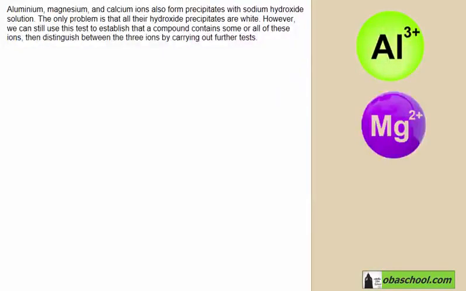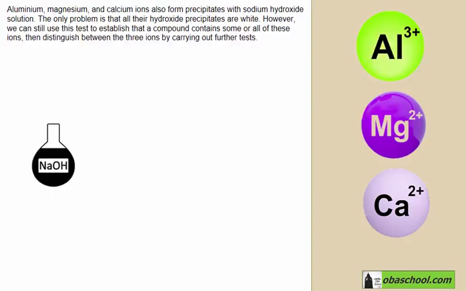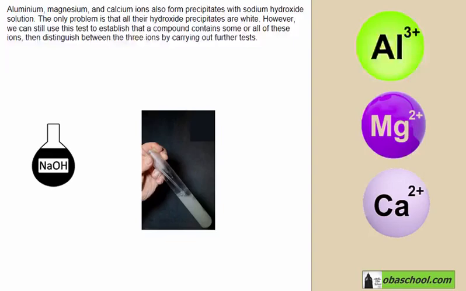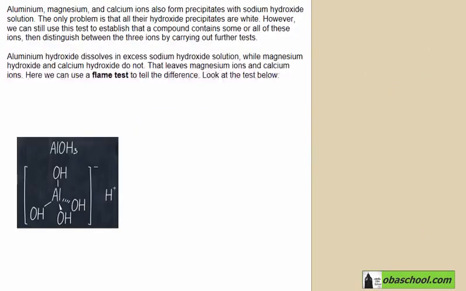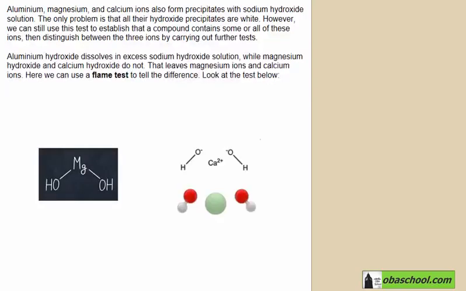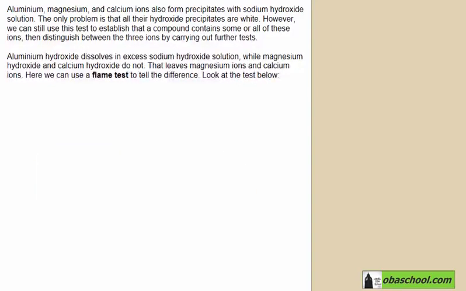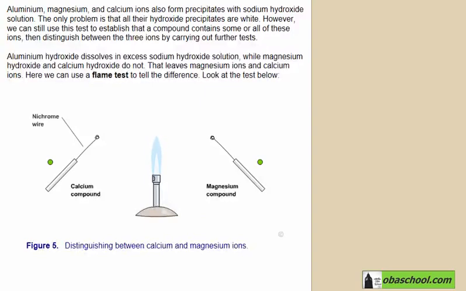Aluminum, magnesium, and calcium ions form precipitates with sodium hydroxide solution. The only problem is that all their hydroxide precipitates are white, so we cannot differentiate between them. To distinguish between the three ions, we have to do further tests. Aluminum hydroxide dissolves in excess sodium hydroxide solution, while magnesium hydroxide and calcium hydroxide do not. So this leaves magnesium ions and calcium ions, and then we will use a flame test to tell the difference.